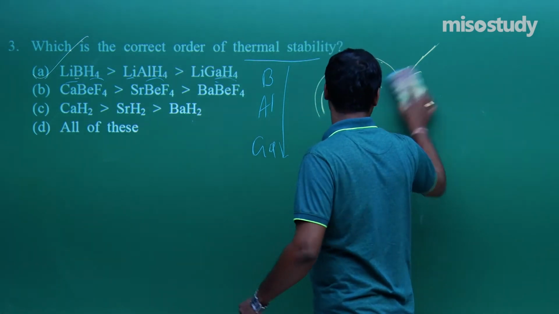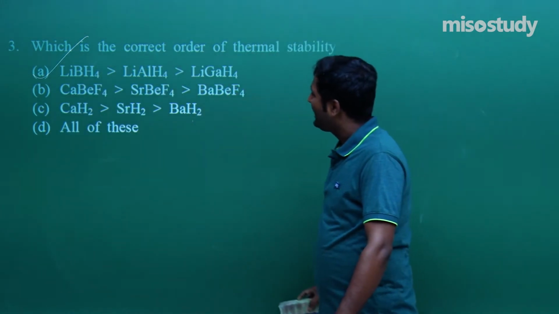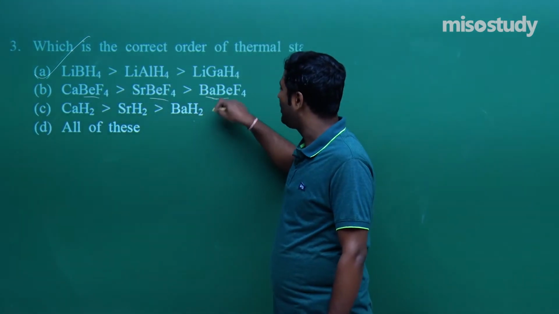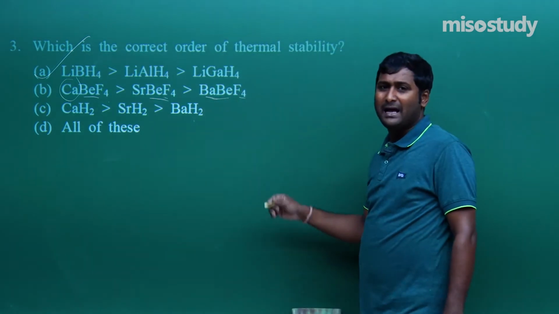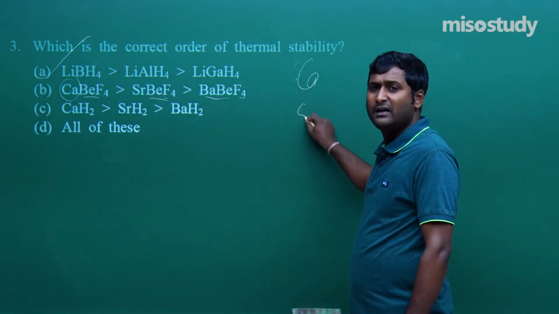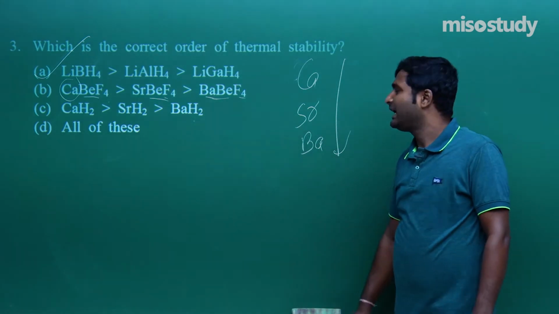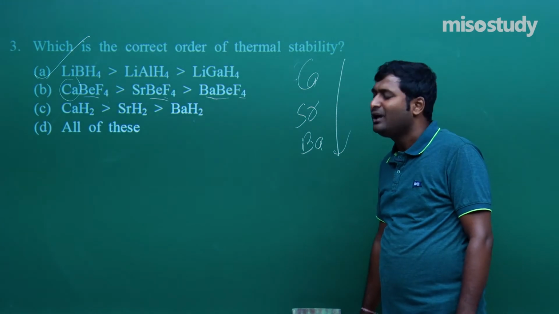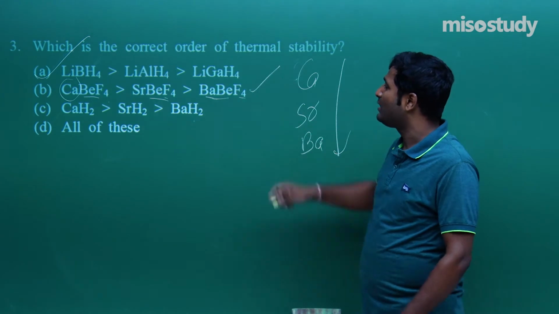Now wait for a moment. Now check out the next option: Ca, Sr, and Ba, with F common. If I talk about calcium, strontium, barium as we move down the group, then what will happen? Sir, down the group size increases, so it is easily breakable. So this is also a correct order.